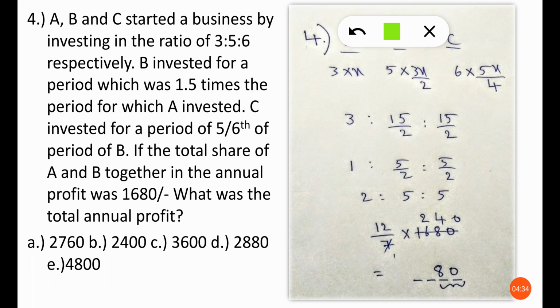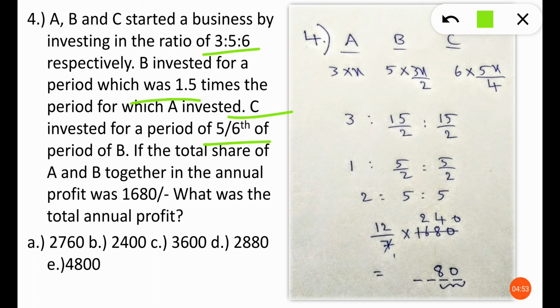A, B, C started a business together by investing in the ratio of 3:5:6 respectively. B invested for a period which was 1.5 times the period of which A invested. 1.5 times means 1 by 2, that is 3 by 2. C invested for a period of 5/6 of the period of B. If the total share of A and B together in the annual profit was 1,680, what was the total annual profit? This is the question.